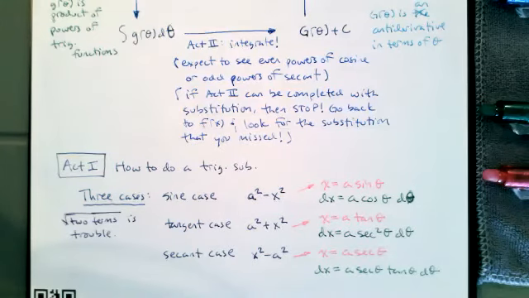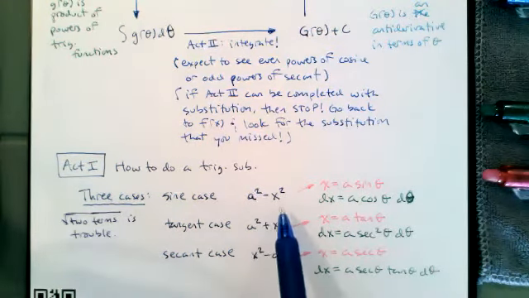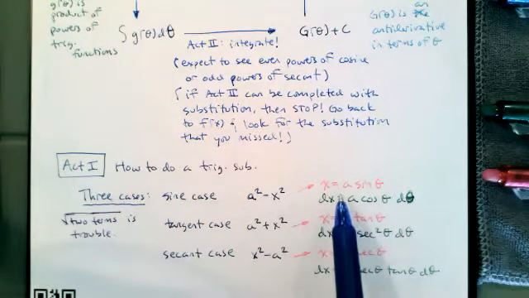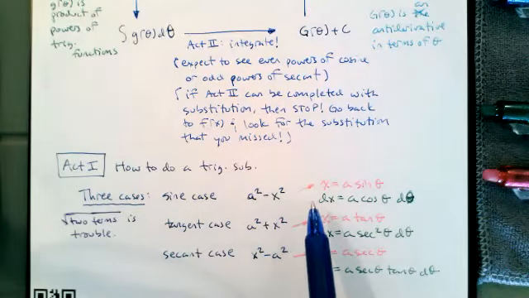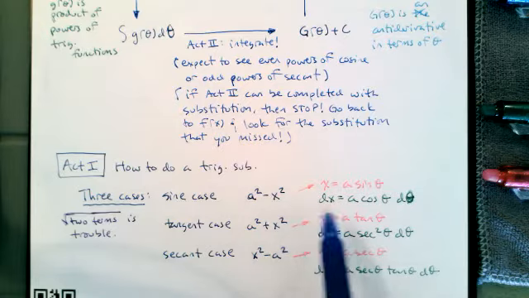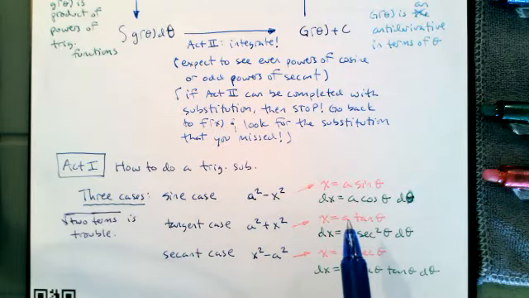So keep in mind, what we're trying to fix is we have a square root of two terms. What's going to happen? The sine case is for a squared minus x squared. When I make the substitution a sine theta, this turns into a squared minus a squared sine squared theta. And that's all just going to be a squared cosine squared.